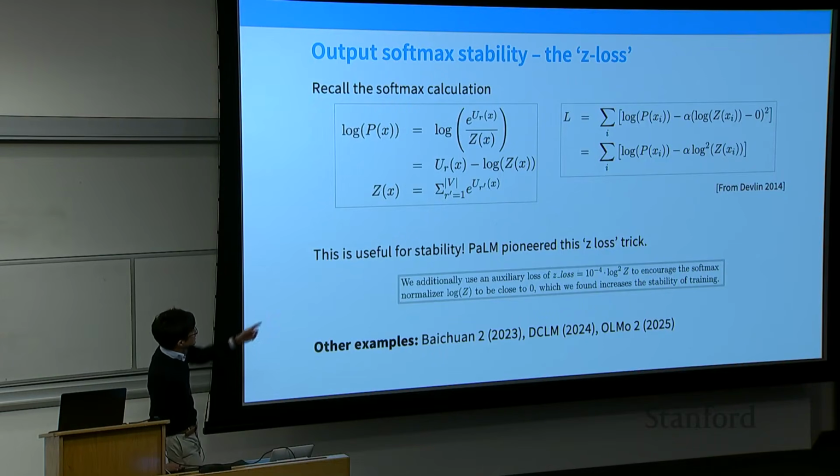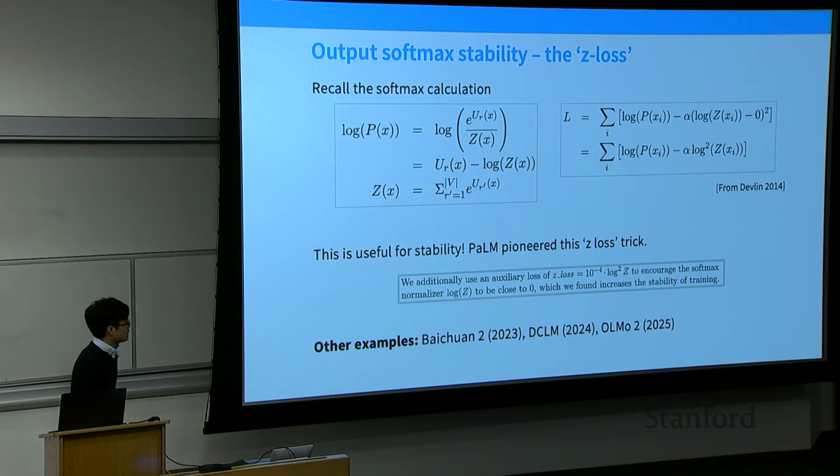If it succeeds and it forces log of z of x to always be 0, then the log and the exponential cancel, and you've basically just got u of r of x. And that's a good place to be, right? That's a nice numerically stable operation. So all of these problematic operations kind of go away. And so you can think of the softmax as being well behaved when z of x is close to 1, or log of z is close to 0, right?